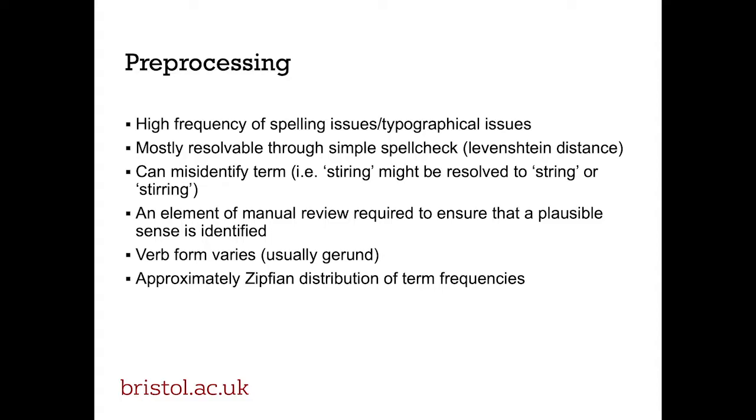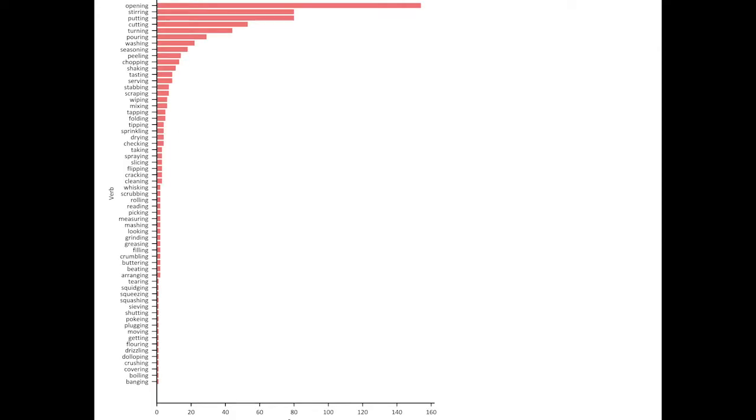You get an interesting distribution of term frequencies, so I would describe it as approximately Zipfian, which basically means that a few very common terms get used a lot, and lots of very uncommon terms get used only very occasionally. So if we have a look at this graph here, you'll see that opening shows up all the time. That's because opening happens all over the place. Stirring, very common, putting things down, cutting things, turning, pouring, and so on. But as you go down, you find yourself with the less common terms.